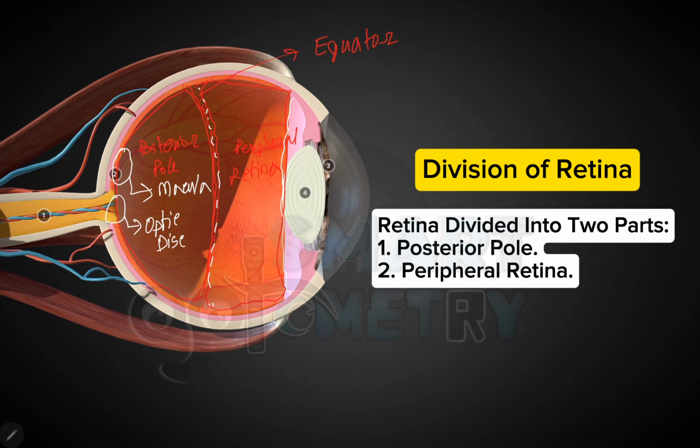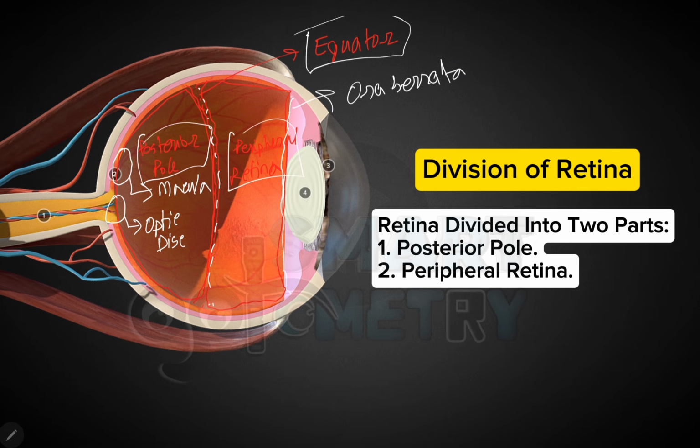Now in the coming slides we will know details about the equator, Ora Serrata, posterior pole and the peripheral retina.